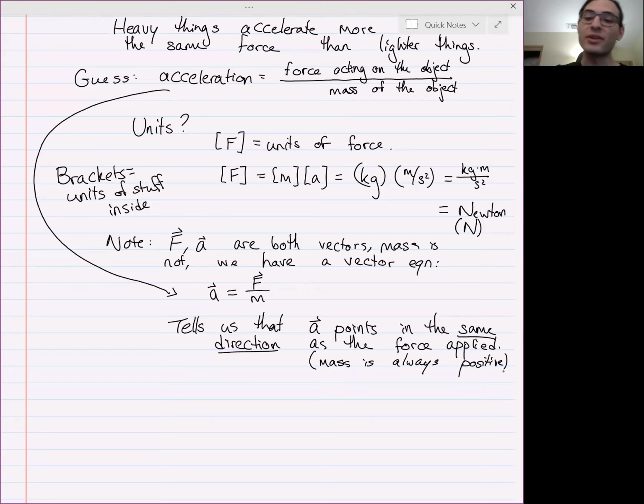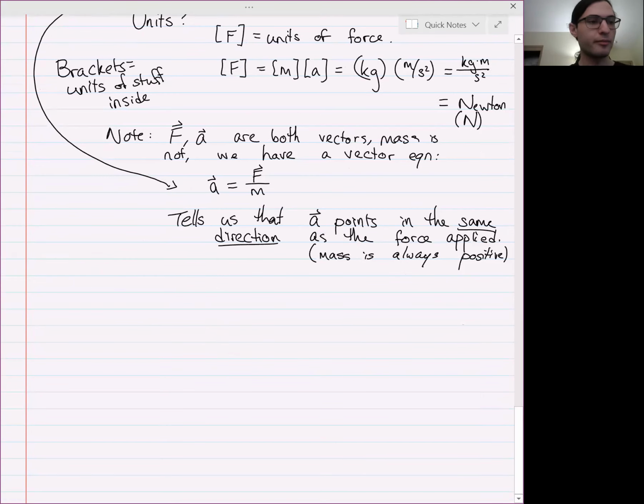Now, it turns out that this is just correct. Well, it's almost correct. I'll put a box around the one that's perfectly correct once we get there. But it turns out that this was a good guess by Newton. It's almost exactly true. So let's answer some more questions.